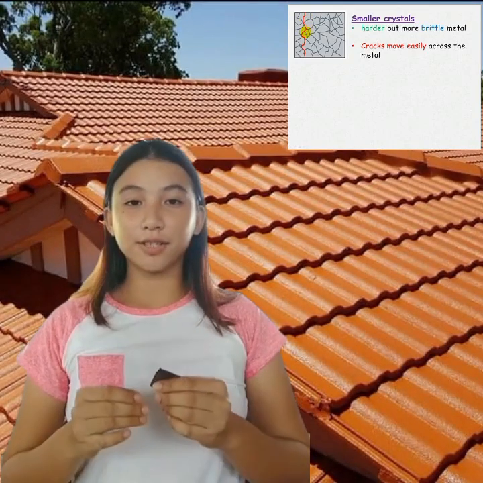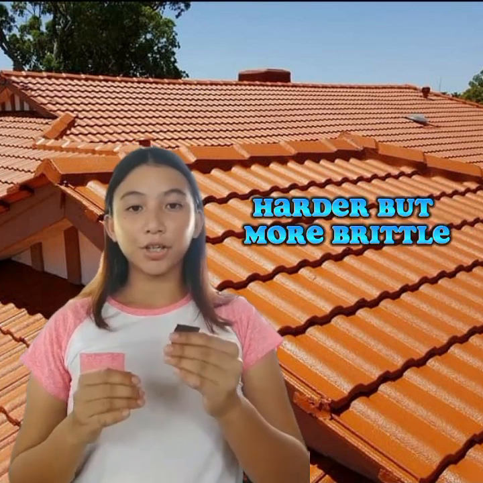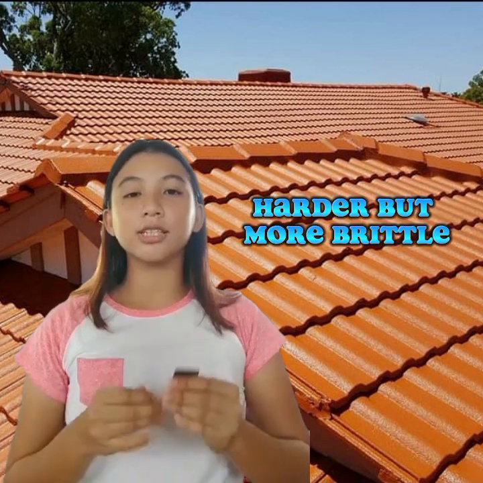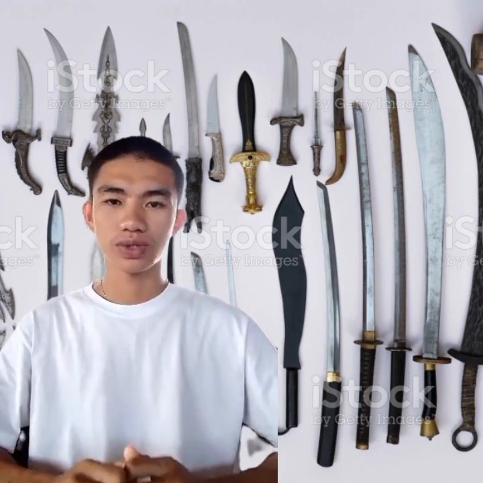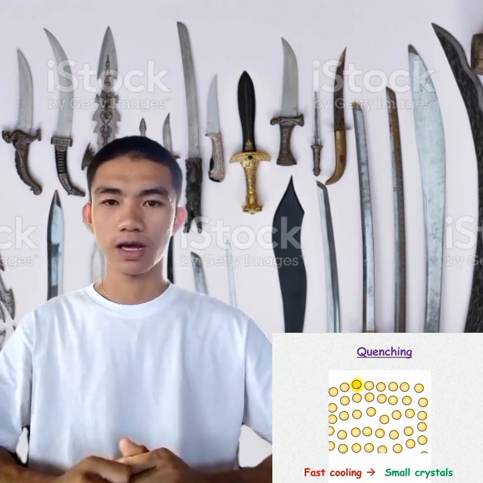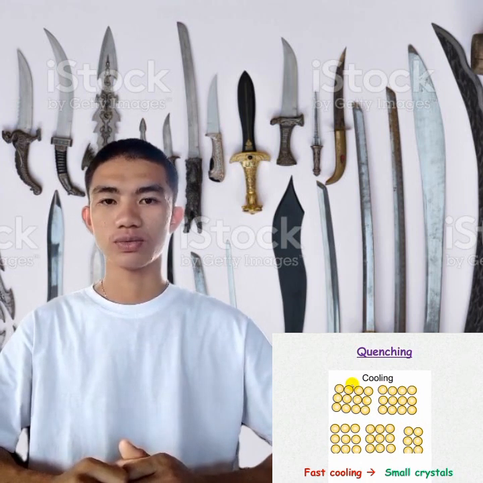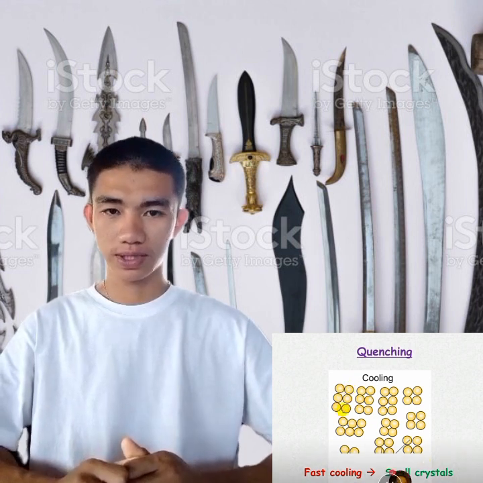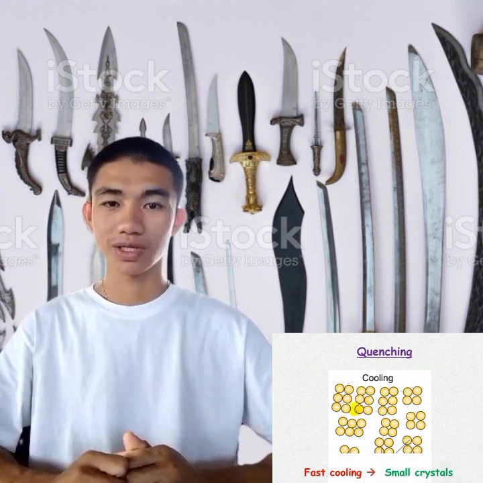Because, like what I said earlier, bending can cause smaller crystals. Smaller crystals mean harder but more brittle. It can easily snap because in smaller grains, cracks can move easily and quickly across the metal. To produce a hard but less brittle metal, it will need to undergo quenching. Quenching means heating a metal to a moderate temperature and then cooling it quickly so smaller crystals will form, which means it is harder but more brittle.